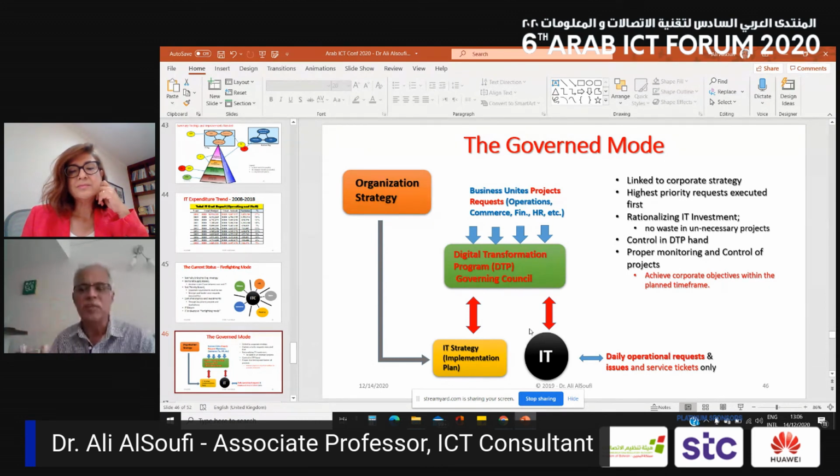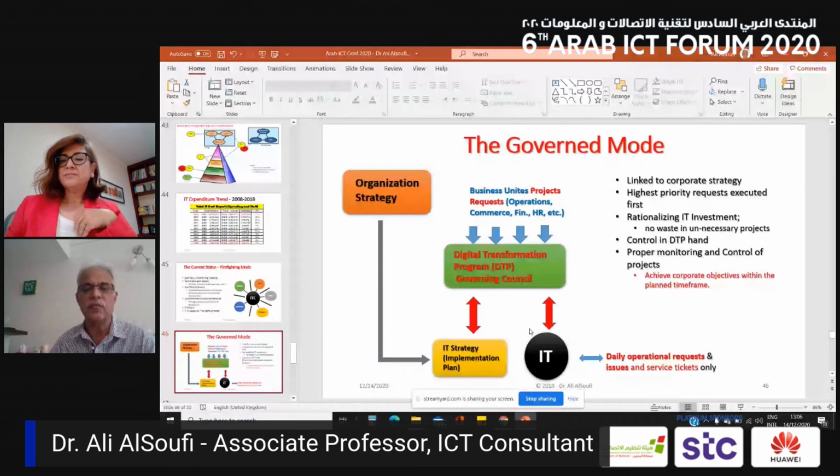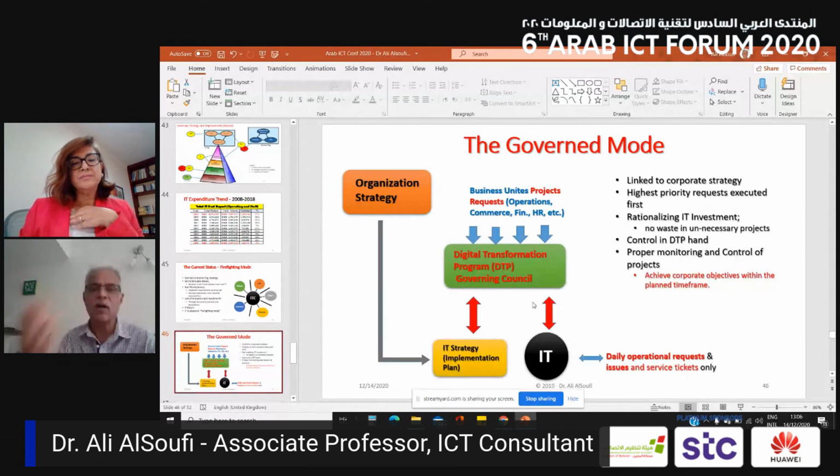It's not the IT. So by doing so, if you look at the green box here, I am showing a digital transformation program or a governing council. That's the council where you have all the business unit members sitting there with the IT department. They run the show. I'm calling it a governing council. That's your key answer, really.